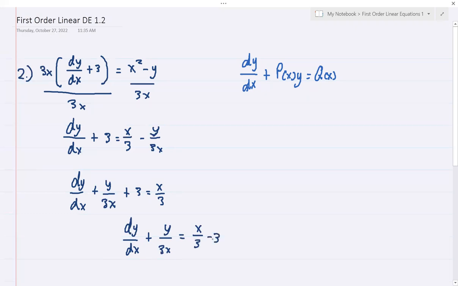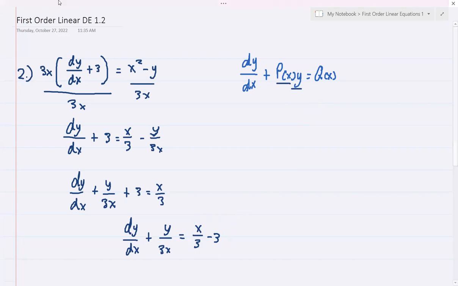Why did I bring up 3 to the right? First of all, it is a constant term. And as you can see, your p of x will only exist if it is partnered with y. So this one is already your p of x times y, and 3 is just a constant term. So what we can do is put it on the right side. So we have x all over 3 minus 3, and this one will be your q of x.